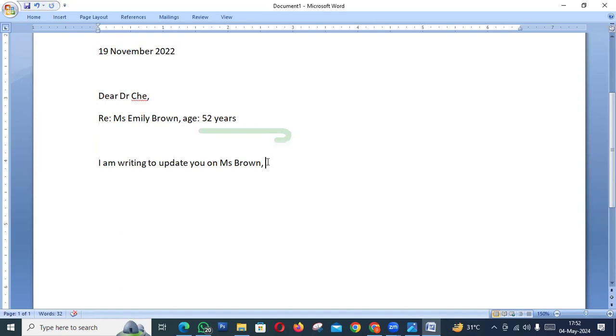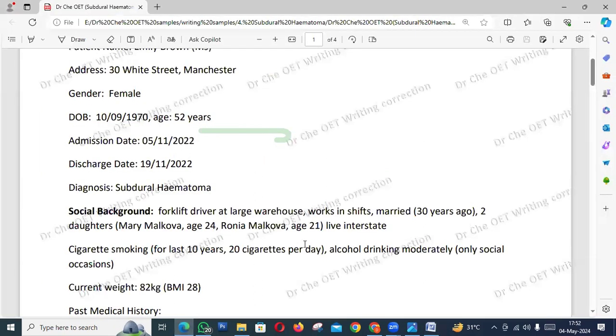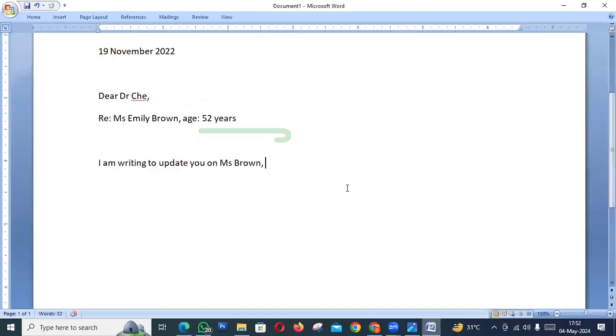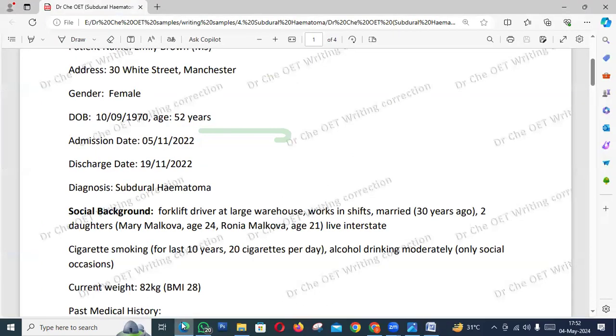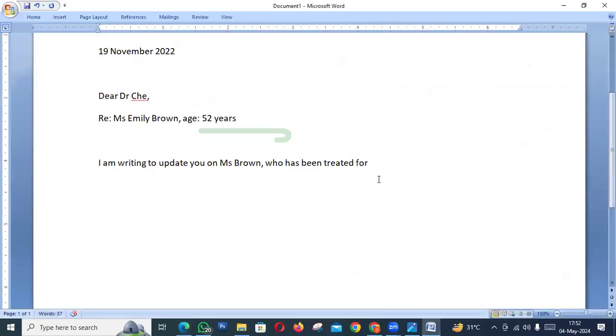I'm writing to update you on Miss Brown. Okay. Then what will you write? The diagnosis, okay. Who was admitted, you can write who was admitted. But mostly what I like is who has been treated for, then write the diagnosis. You can write who was admitted for also, that is okay. Subdural hematoma. Okay, let us see the spelling of hematoma. Okay, done.